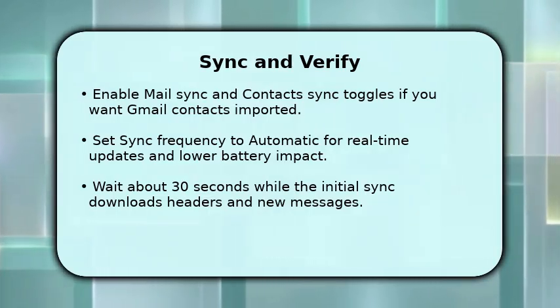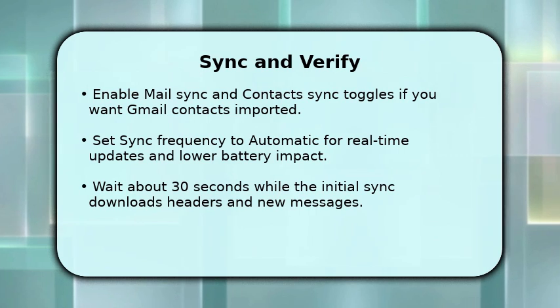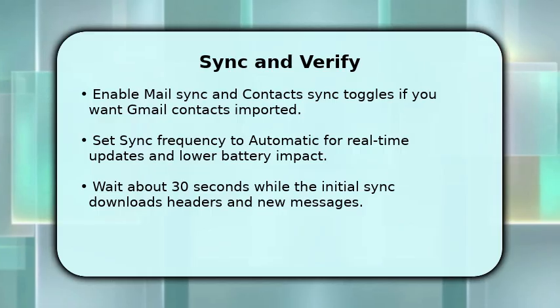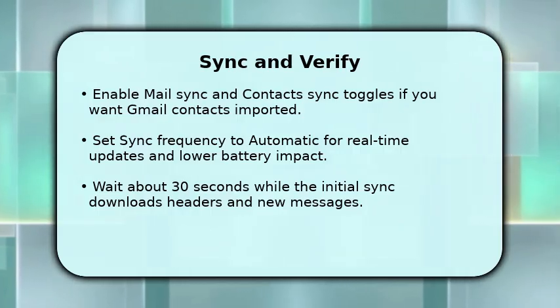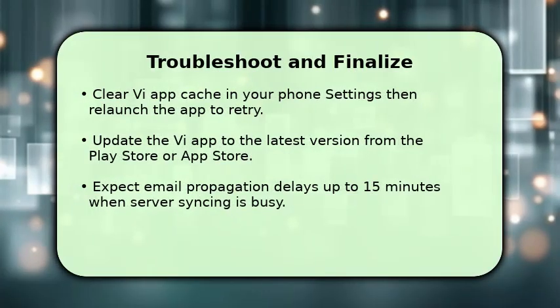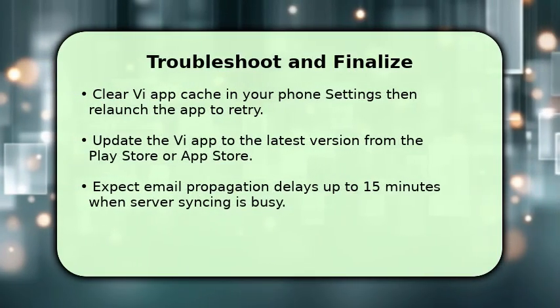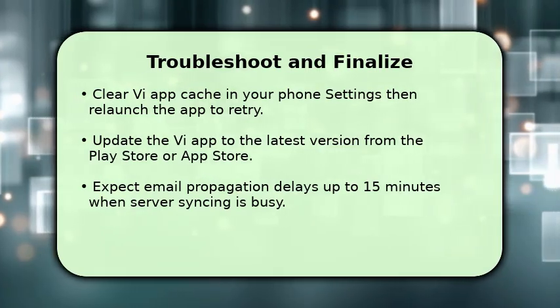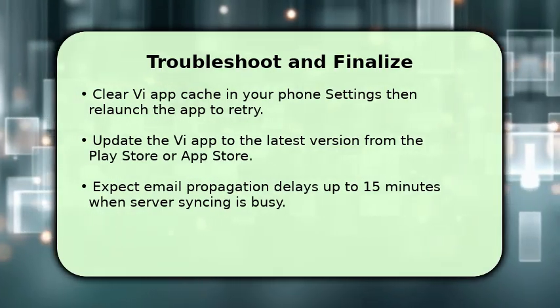Wait about 30 seconds while the initial sync downloads headers and new messages. Pull down the Mail tab to refresh messages and verify successful syncing. If sign-in fails, confirm your Gmail credentials on a web browser first. Clear Vi app cache in your phone settings, then relaunch the app to retry.